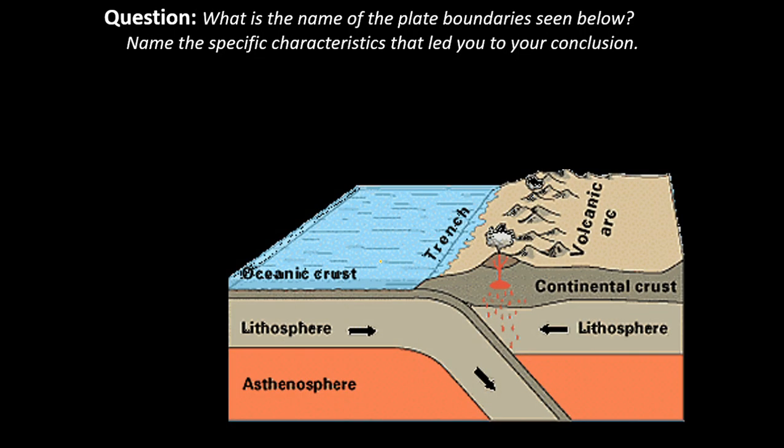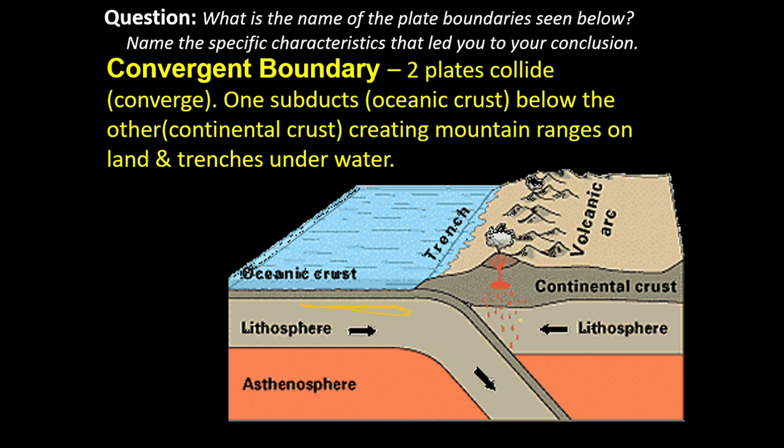Okay. So next we have this one. This plate, these arrows are pointing this way, right? Like that. And this arrow is pointing this way. This is what we call a convergent or a colliding boundary, right? Two plates are going to collide, they converge. Now, generally what happens with these is one is going to subduct, right? And subduct sounds similar to subtract. It means go down. All right, so one is going to subduct below the other one. Generally, it's the oceanic crust subducting or going underneath the continental crust, and it generally creates a mountain range on land and a trench underwater.